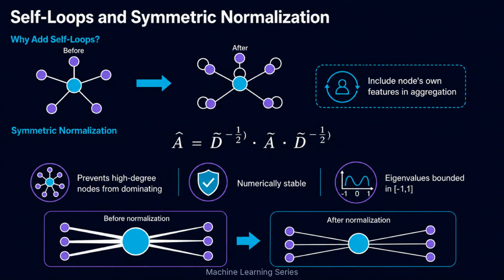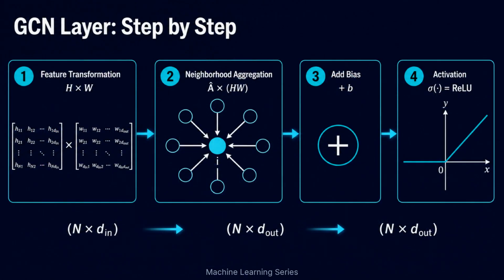Second, symmetric normalization scales contributions appropriately. Without normalization, high-degree nodes would dominate the aggregation. The formula D tilde to the negative half times A tilde times D tilde to the negative half normalizes both the sender and receiver by the square root of their degrees. This keeps the matrix symmetric, which is numerically stable, and bounds eigenvalues between negative 1 and 1, preventing exploding or vanishing gradients.